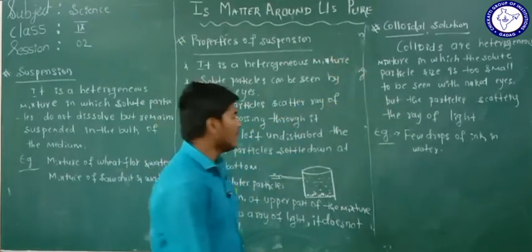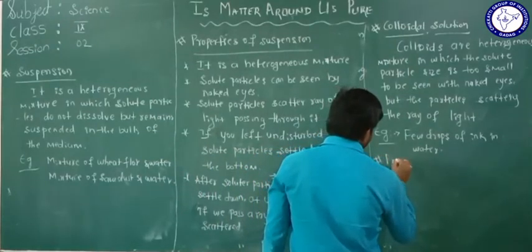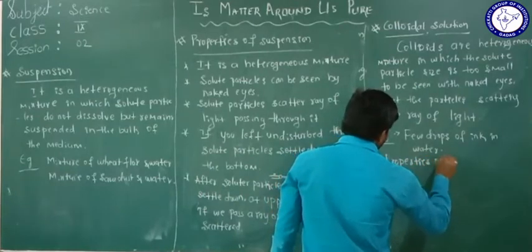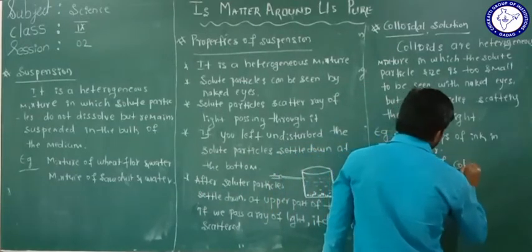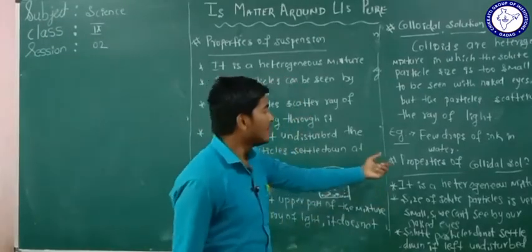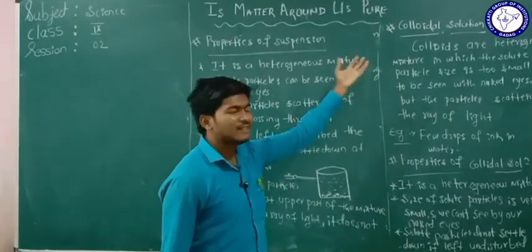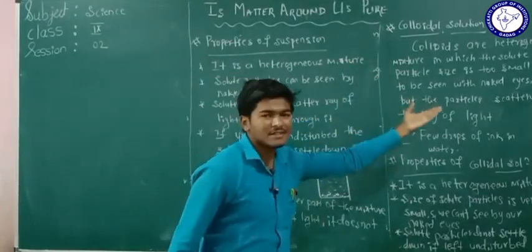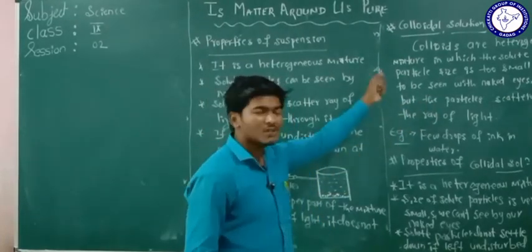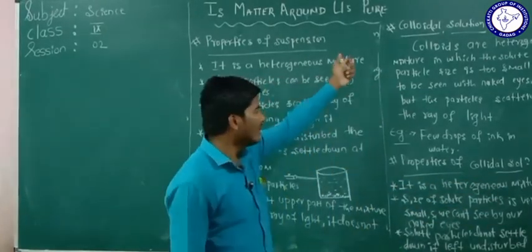Then what are the properties of colloidal solutions? Next we are going to see the properties of the colloidal solution. See here, the definition says it is a heterogeneous mixture. That means the solute particles don't dissolve completely in the solvent. So it is a heterogeneous mixture. That is the first property of the colloidal solution.